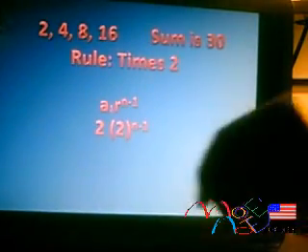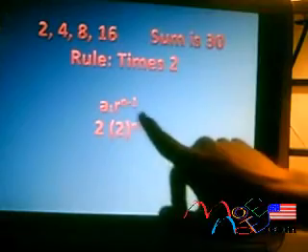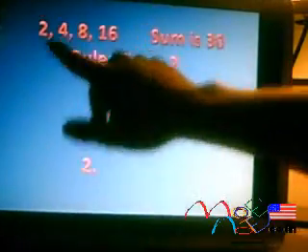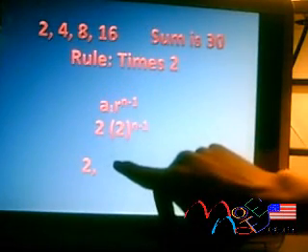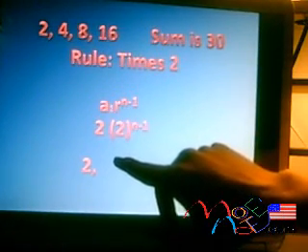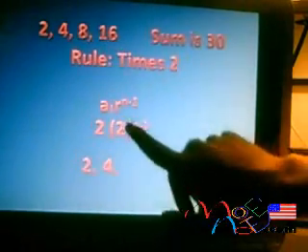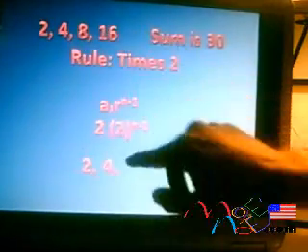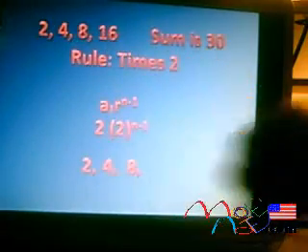So let's plug in the numbers, make it easier to find out if it works. Alright. What's n here? n is 1. 1 minus 1 is 0. 2 to the 0 is 1. 1 times 2 is 2. Second term, 2 minus 1 is 1. That gives 4. Third term, 3 minus 1 is 2. 2 times 2 squared is 8. And 16 is in fourth position.